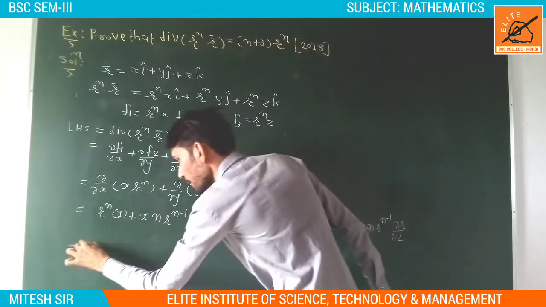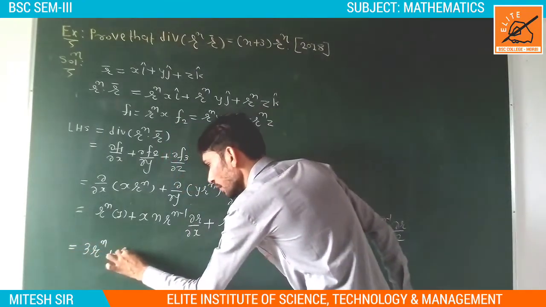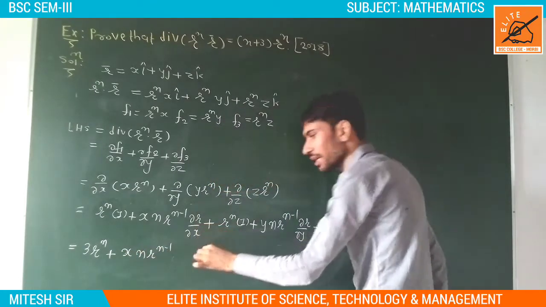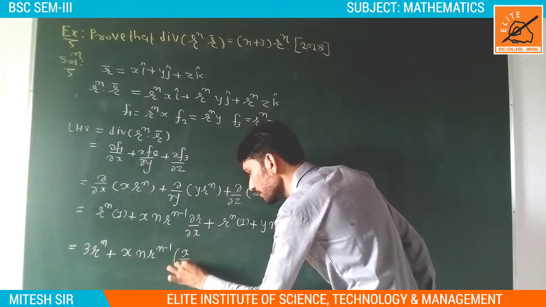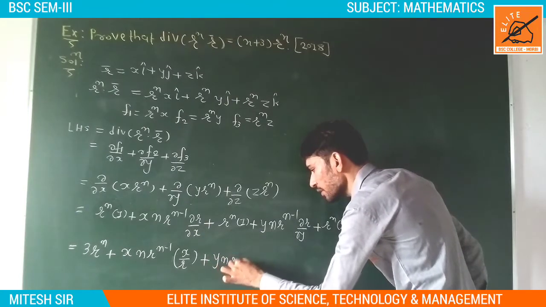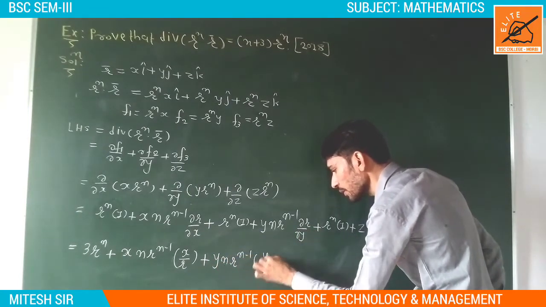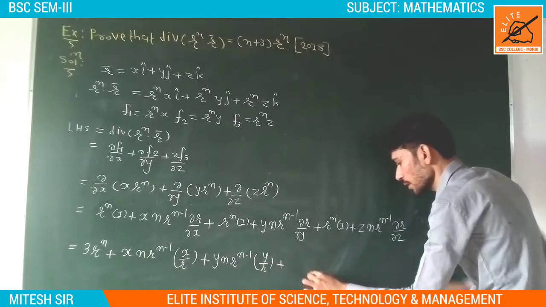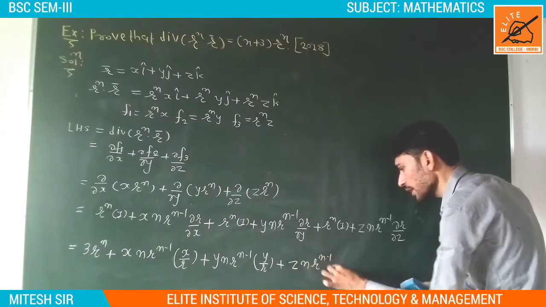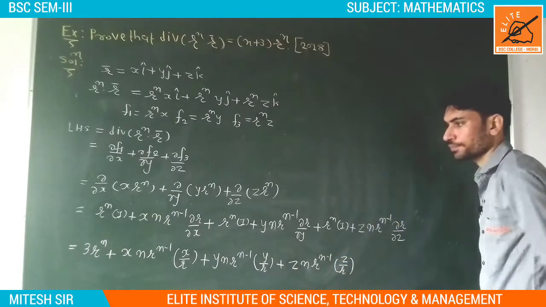So 3 times r raised to n plus x n r raised to n minus 1. What is the value of del r by del x? Del r by del x is x by r, plus y n r raised to n minus 1. Del r by del y is y by r, plus z n r raised to n minus 1. The value of del r by del z is z by r.